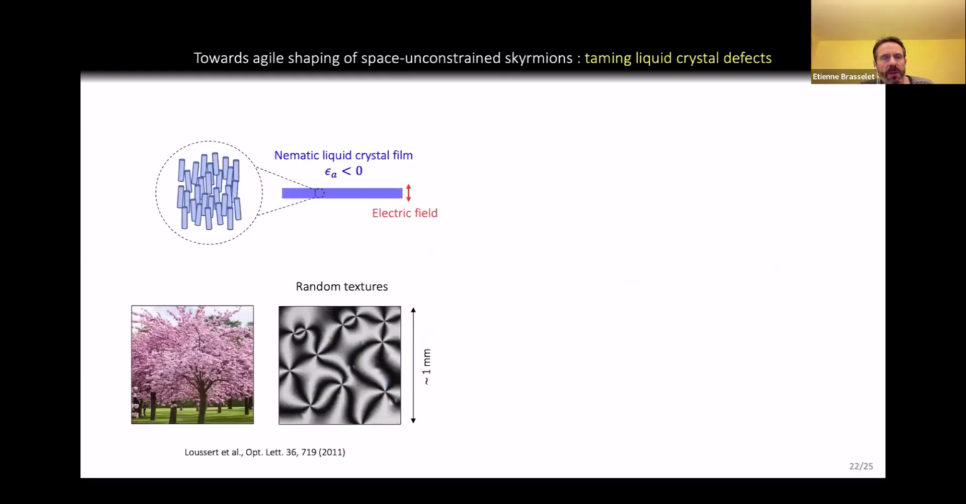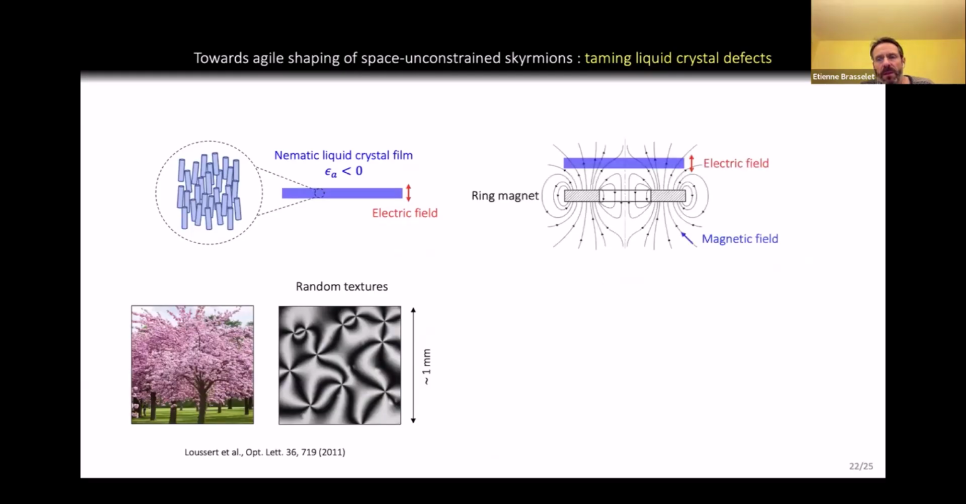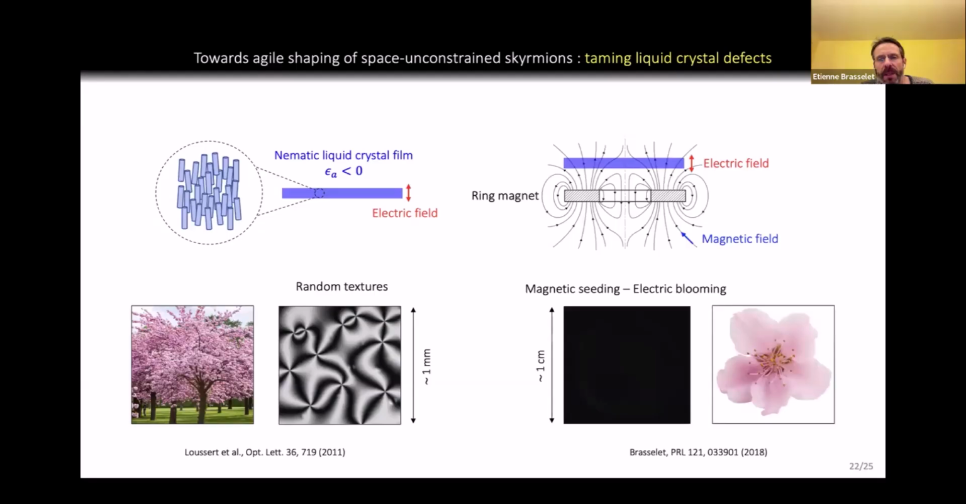The final example shown here is the use of a liquid crystal film exhibiting random textures. This is old work from us, but if you turn it into taming this random texture, using a ring magnet, you embark the topology emerging from the magnetic field lines and encode it in the nematic structure. You will obtain macroscopic defects, this time hosted in a plate typically with 1 centimeter clear aperture, and these well-defined macroscopic structures are now turned into optical elements.